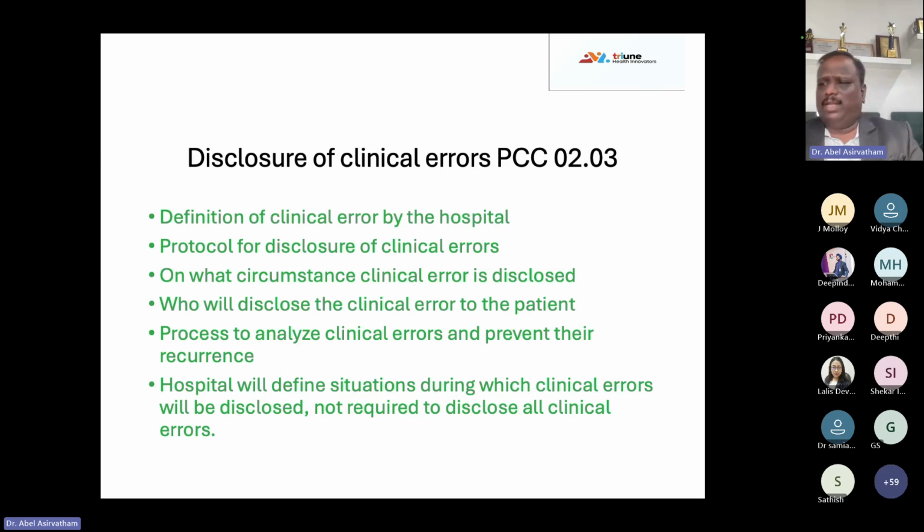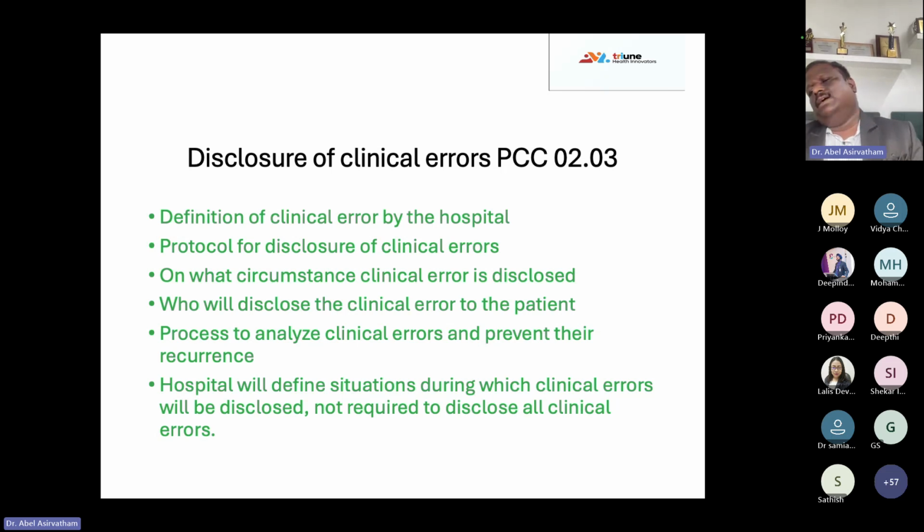Not all errors need to be told to the patient. On what circumstances a clinical error is disclosed, who will disclose the clinical error to the patient, and the process to analyze clinical errors and prevent the recurrence. The hospital will define situations during which clinical errors will be disclosed; it is not required to disclose all the clinical errors. So you make a list. First, you define the protocol.